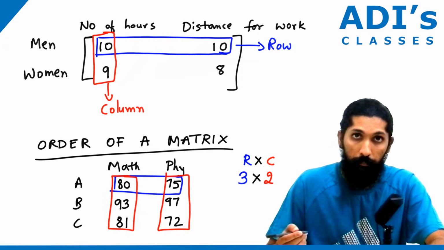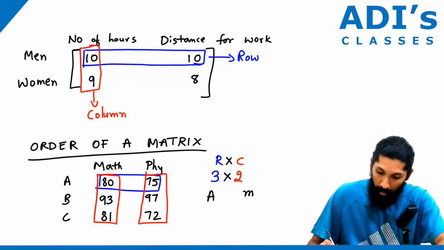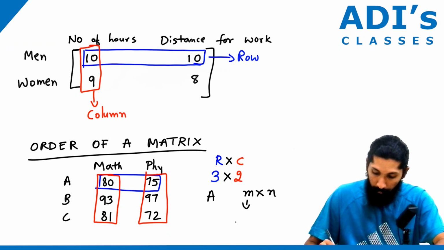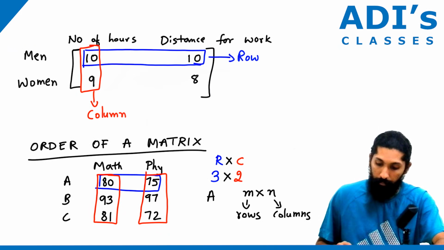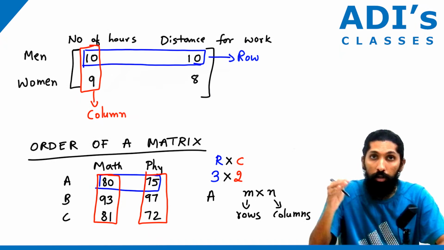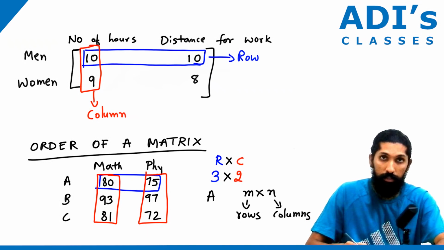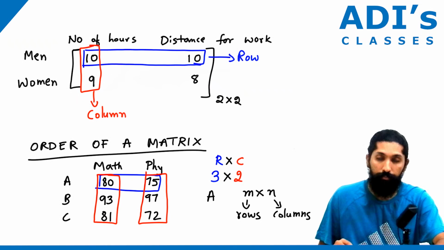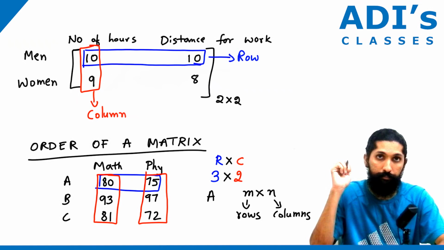So in general, a matrix A will have an order of m cross n. Whenever we have m cross n, m represents the number of rows, n represents the number of columns. Like 3 cross 2 represents 3 rows, 2 columns. Like in the first example, there are 2 rows and 2 columns. So the order becomes 2 cross 2. Fair enough? This is what we mean by the order of a matrix.